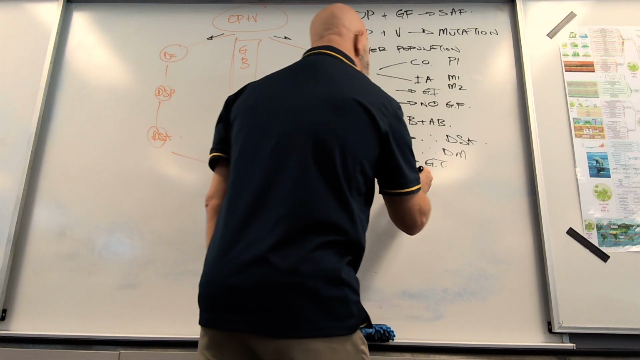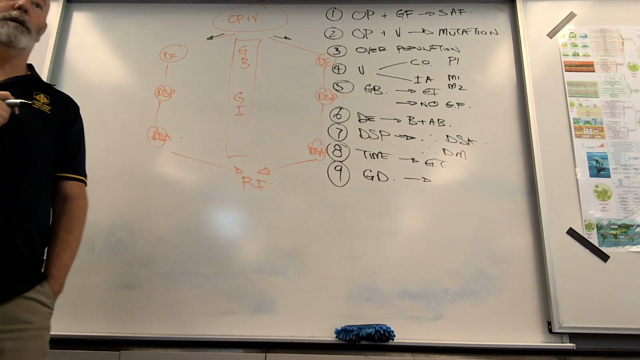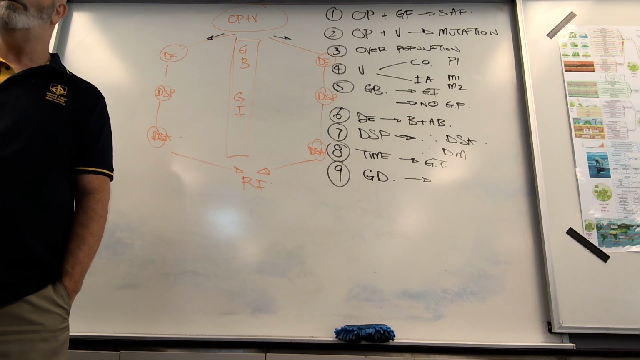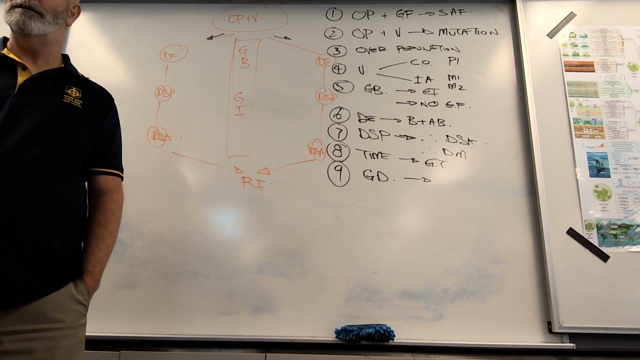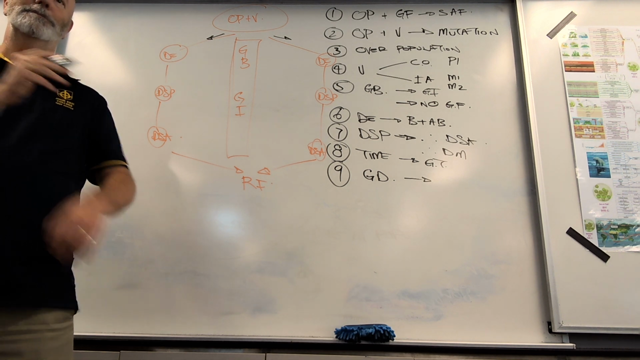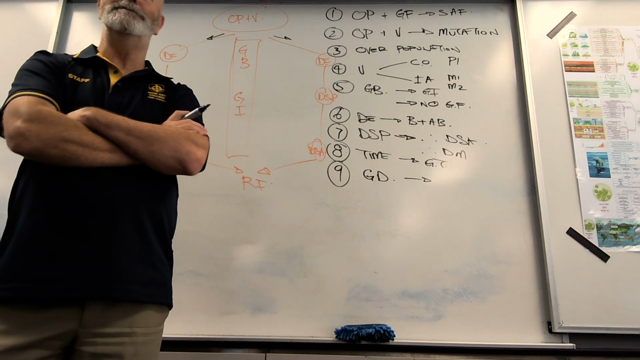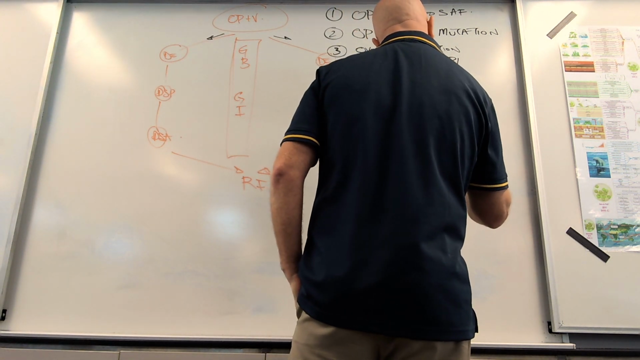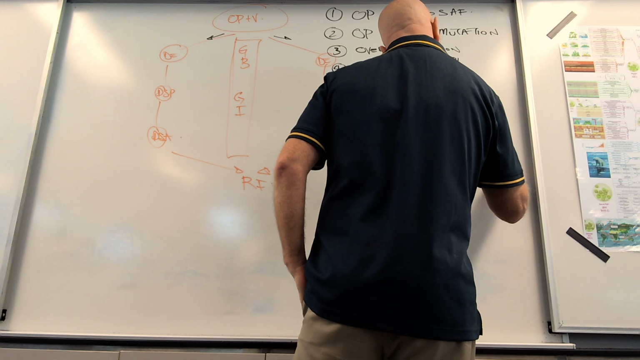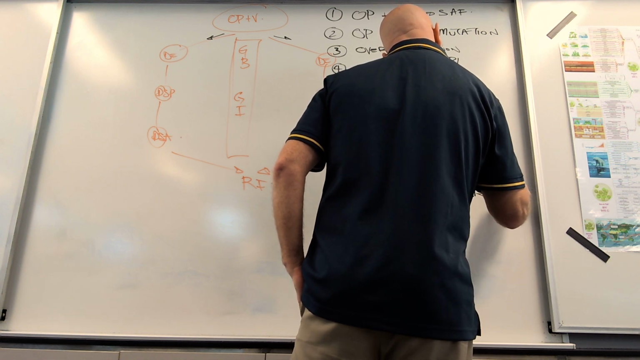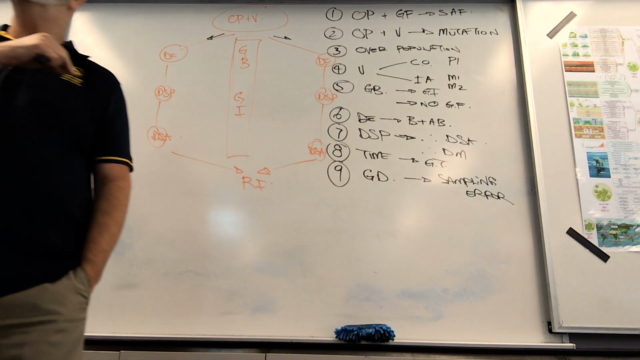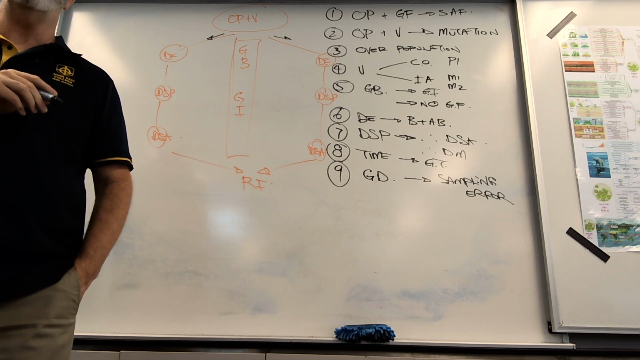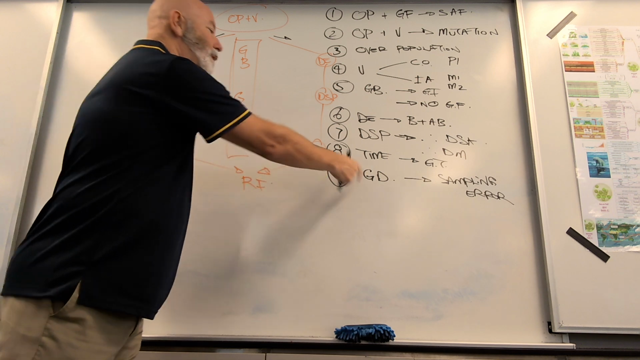What drives genetic drift? Sampling error, thank you. The sampling error. And what does genetic drift normally lead to? A loss of alleles and reduced genetic diversity. Okay, that's where you could put that in there.